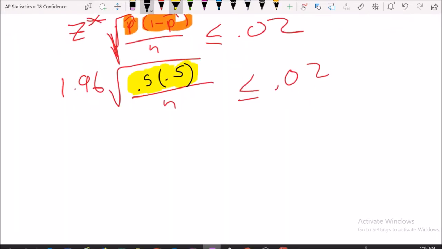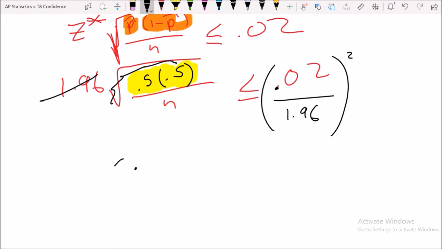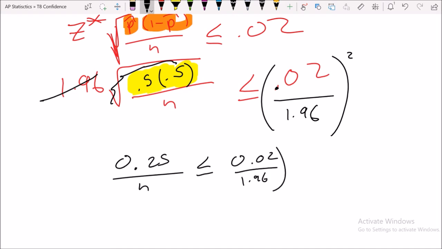To do this, let's divide both sides by 1.96 to get rid of the 1.96. Let's square both sides. That's a decimal, by the way, to get rid of that radical. I'm going to rewrite what we have now. That simplifies to 0.25 over n is less than or equal to (0.02 over 1.96) quantity squared.